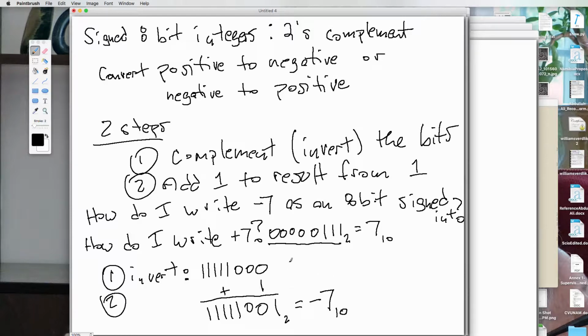There are a couple of things to note here that will help you out. When you're looking at signed integers, the leading bit indicates what the sign of the number will be. If I see a 0, it's going to be a positive number. If I see a 1 over here, that indicates that it's going to be a negative number.